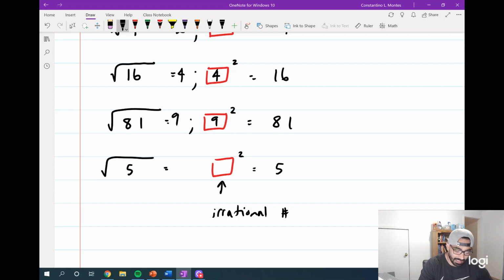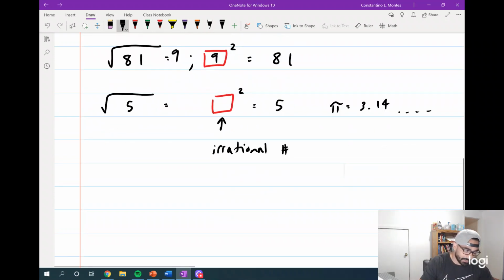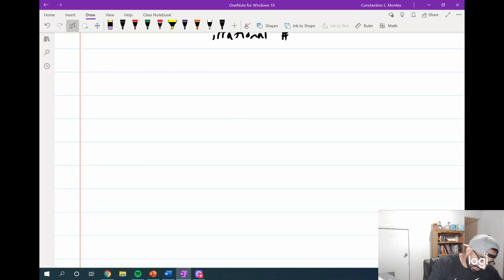Irrational numbers are like pi, right? Pi is equal to 3.14 dot dot dot, keeps going on forever and ever, never repeats, never terminates. So that's just a little basic overview of square roots. Now let's take a look at something like the square root of 50.